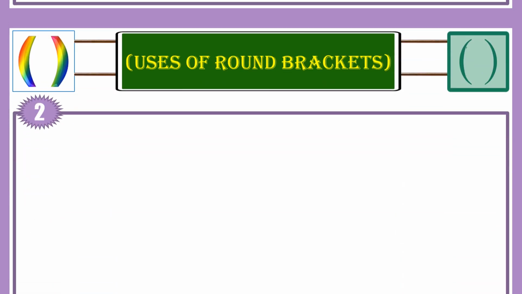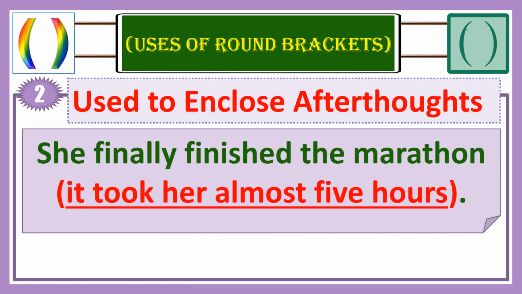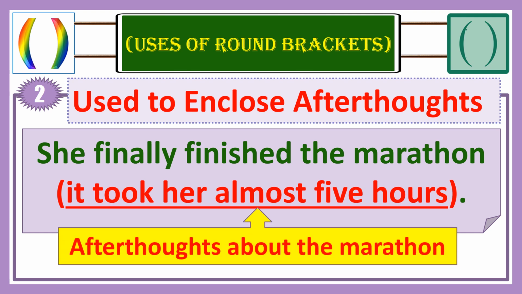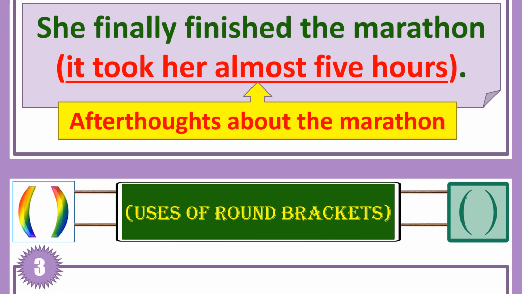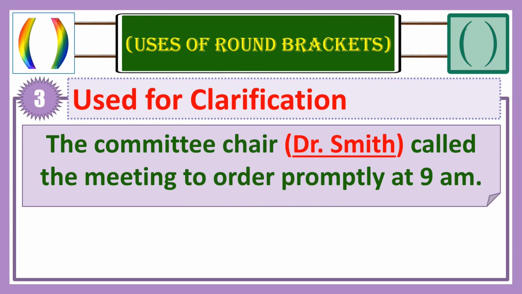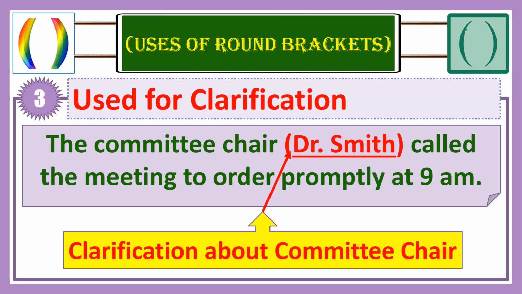Second, to enclose afterthoughts. Consider this example. Here, the enclosed information, it took her almost 5 hours, is an afterthought about the marathon. Third, for clarification. Consider this example. Here, the enclosed information, Dr. Smith, is a clarification about the committee chair.